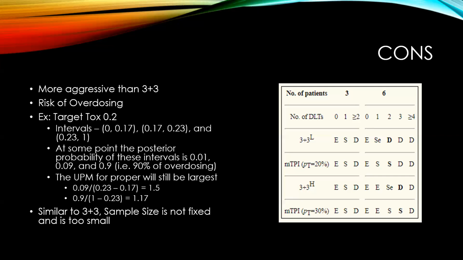The other kind of deficiency with the MTPI is similar to the 3+3. The sample size isn't fixed, so often it's just too small to get a really accurate estimate of our MTD, which isn't ideal. So why would I start with this design with all these bad caveats to it? It doesn't seem to do much better than the 3+3.